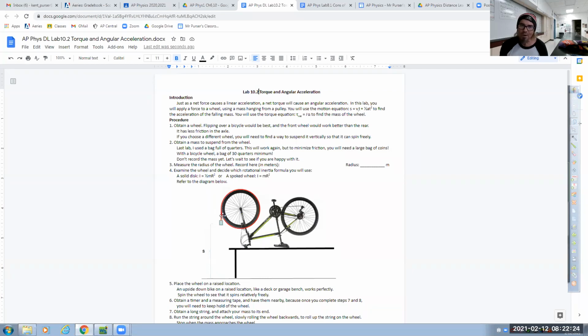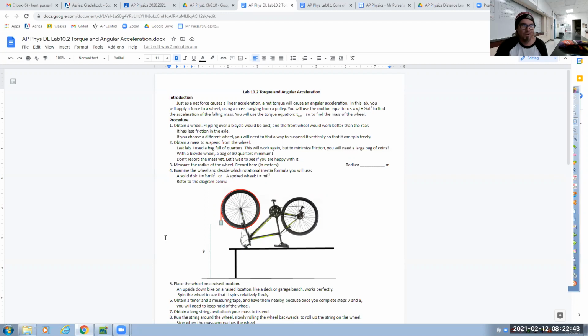When you do this, try to pick a wheel that doesn't have a lot of friction. If you're going to use a bicycle wheel, I would suggest a heavier weight. Use something like the water bottle. If you're going to use a lawnmower wheel, then maybe you want to use something lighter, like just a handful of quarters. But anyway, notice what you're doing here.